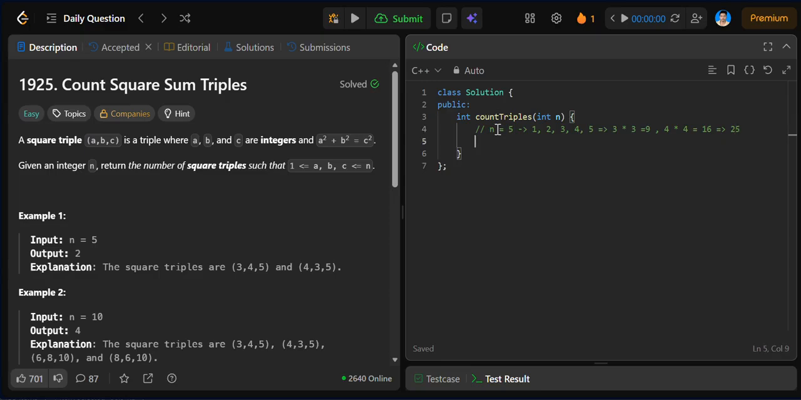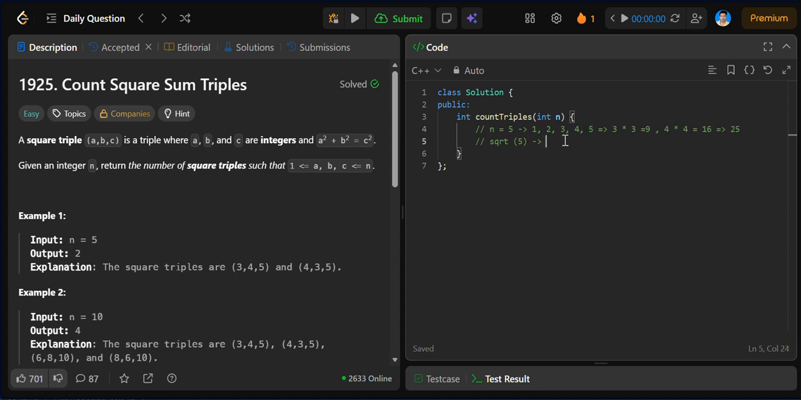And what is the square root of this? The square root of 25 is 5. So can we get the 5 in that loop? Yes, we can get this 5.